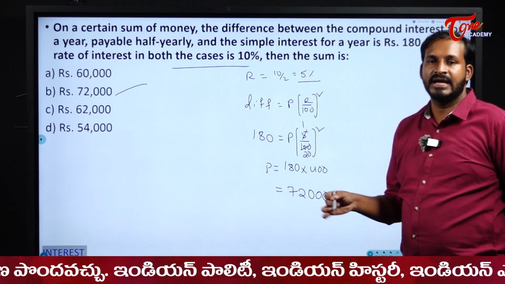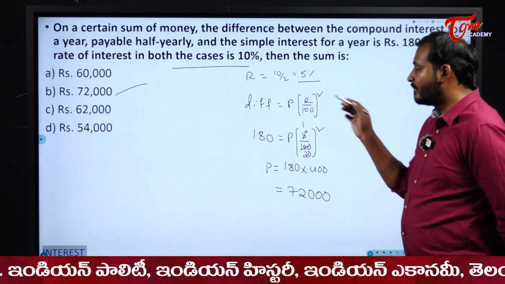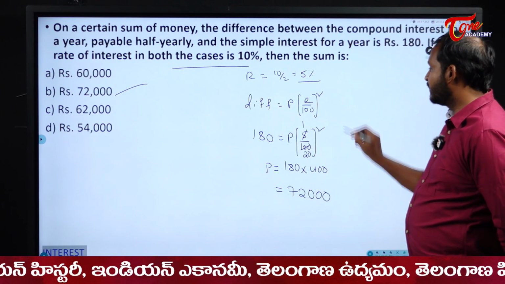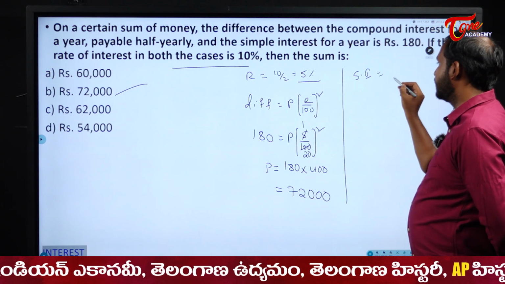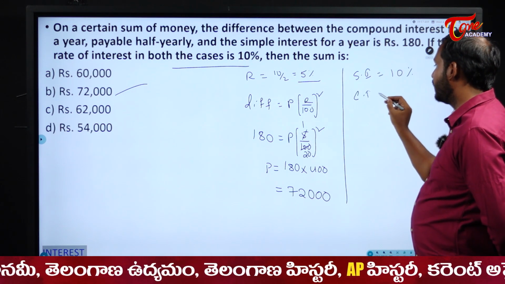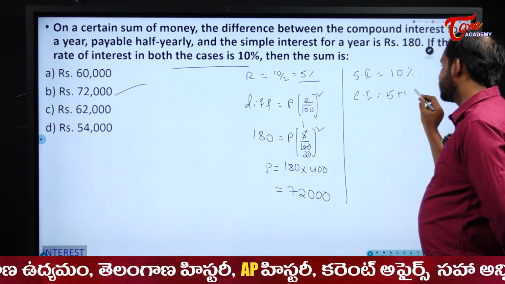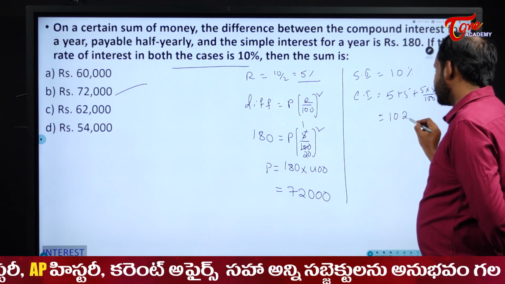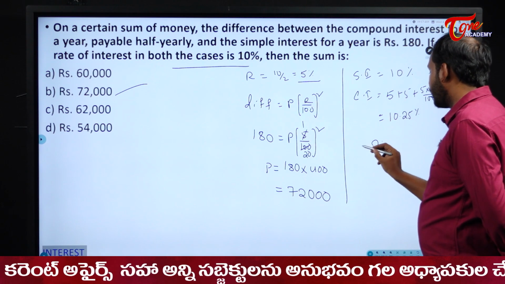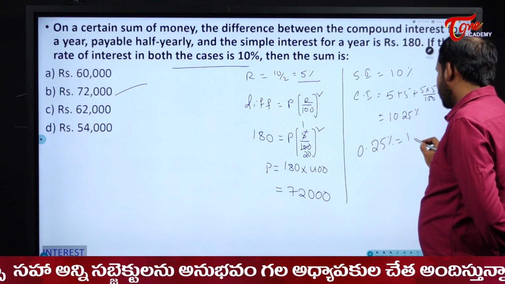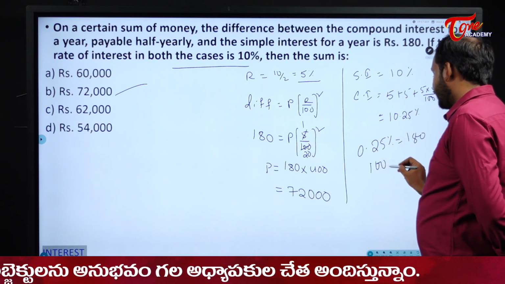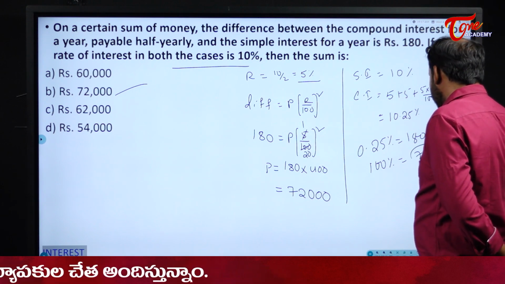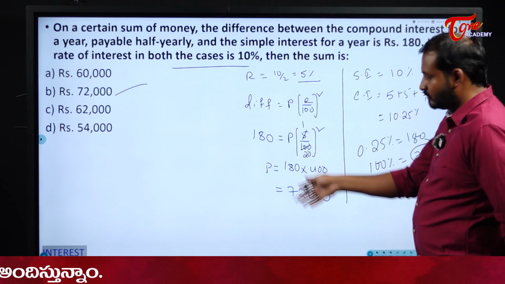This is the best and easiest method to get the answer. Remember the formula and substitute it. If not, you know the standard procedure. 5%, 5%. SI will become what? SI becomes 10%. When it comes to compound interest, what it becomes? 5 plus 5 plus 5 into 5 by 100. So this will become what? 10.25%. So that means what you will get? 0.25%. Difference is 0.25%. This is 180 and we need to find 100%. This will become what? 72,000. If you solve it, you will get this one as 72,000. It is up to you, this one or this one.